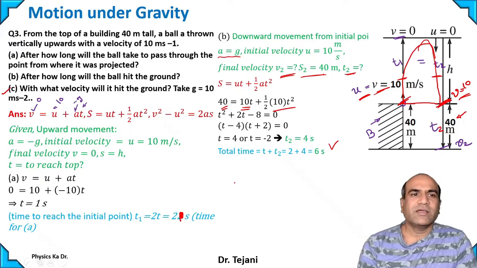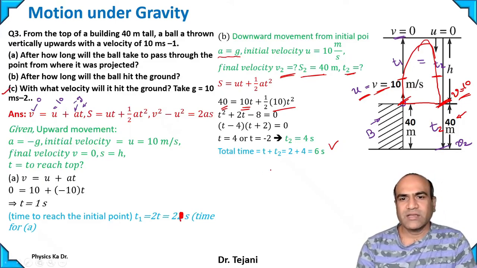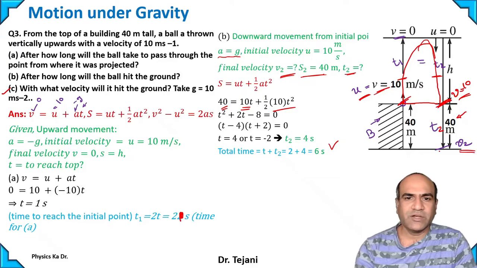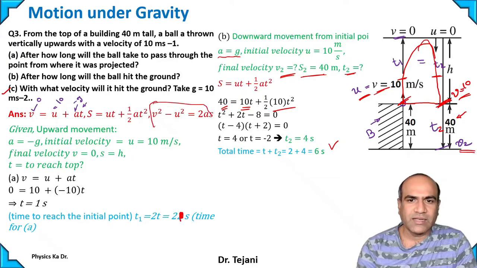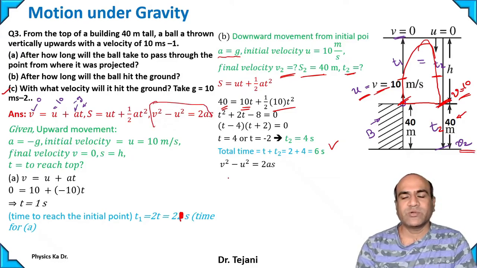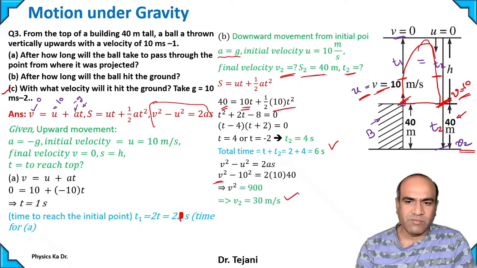Now, in part C, we need to find the velocity v2. We have an equation for velocity. Let's use this equation: v squared minus u squared is equal to 2as. Put these values here and v is equal to 30 meters per second.